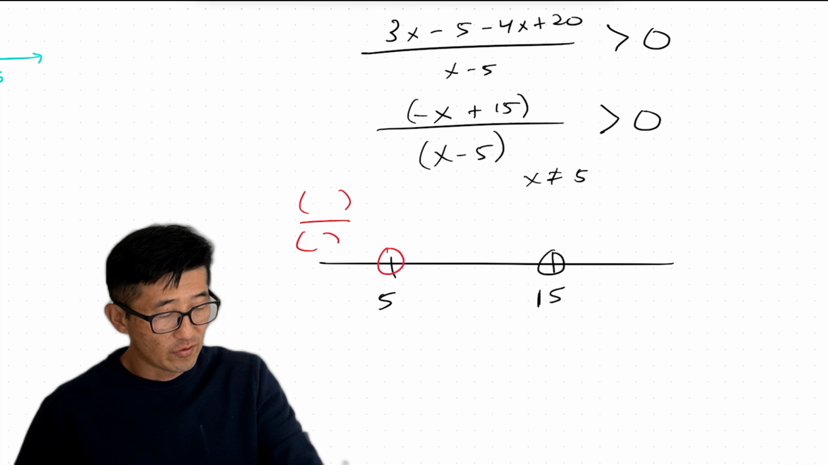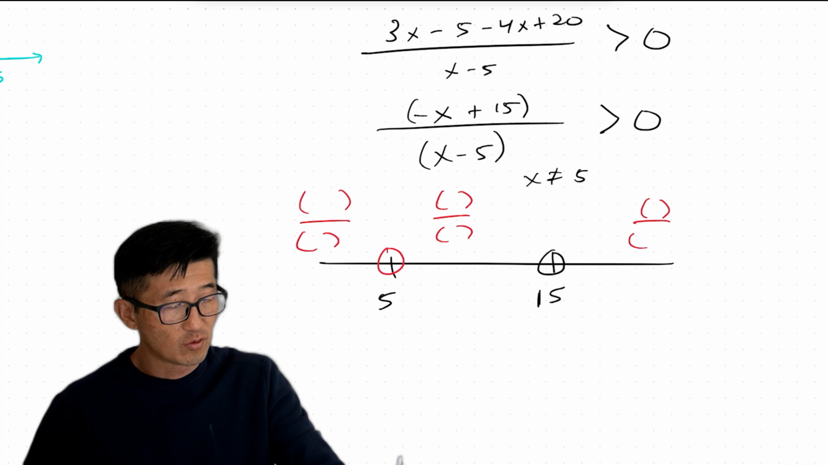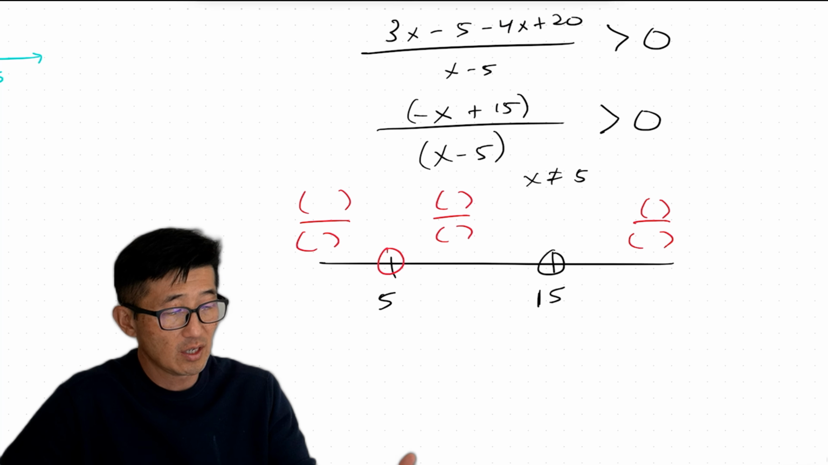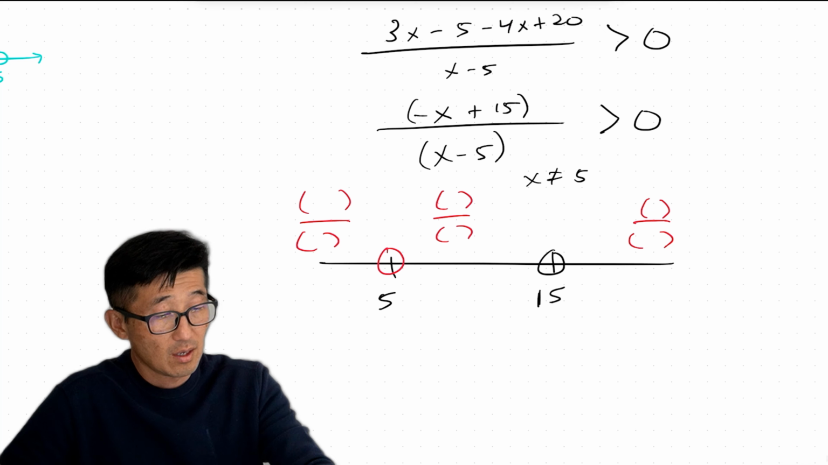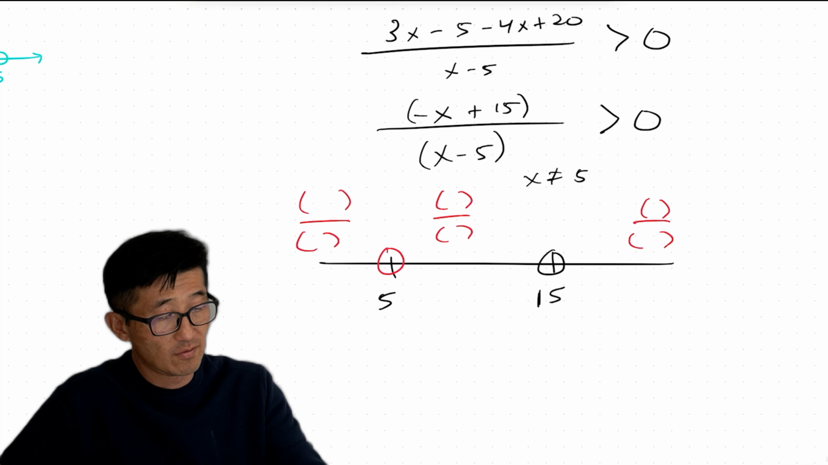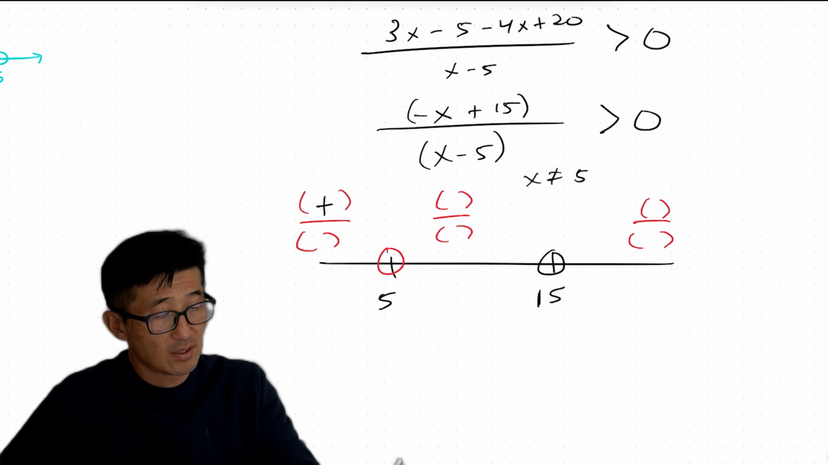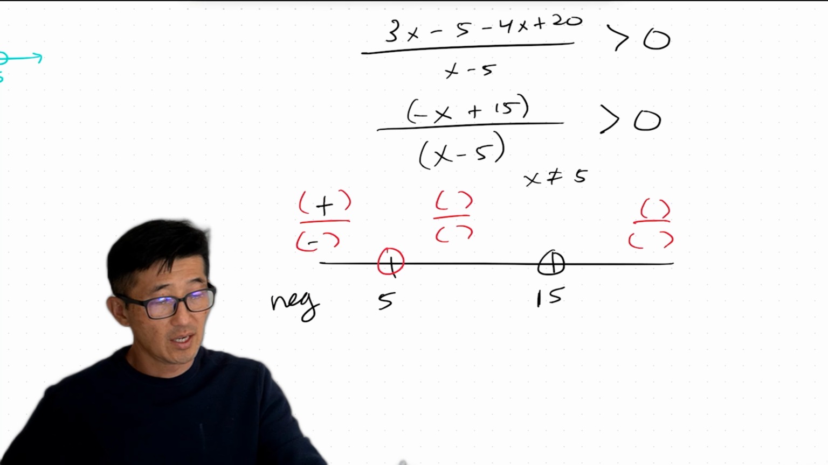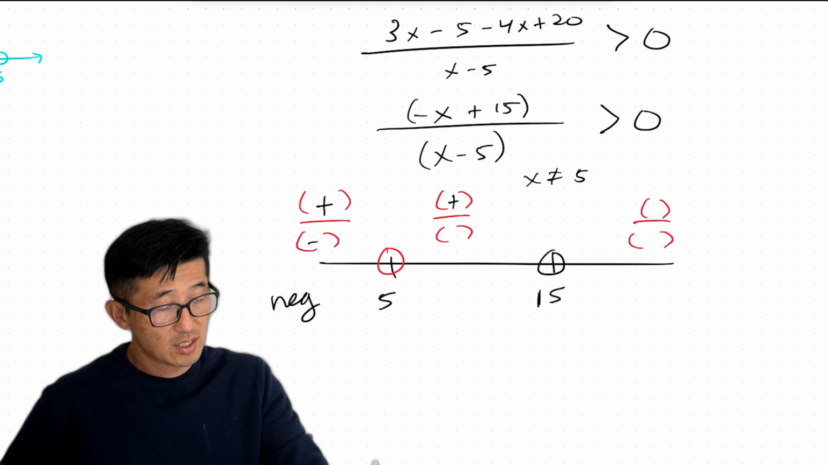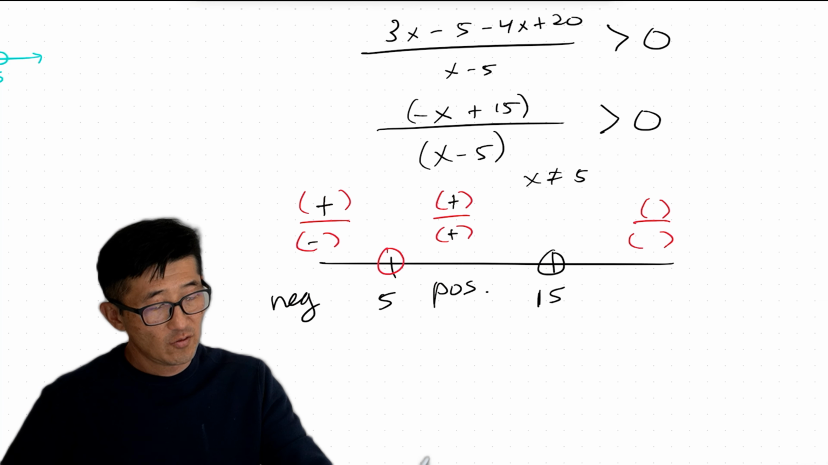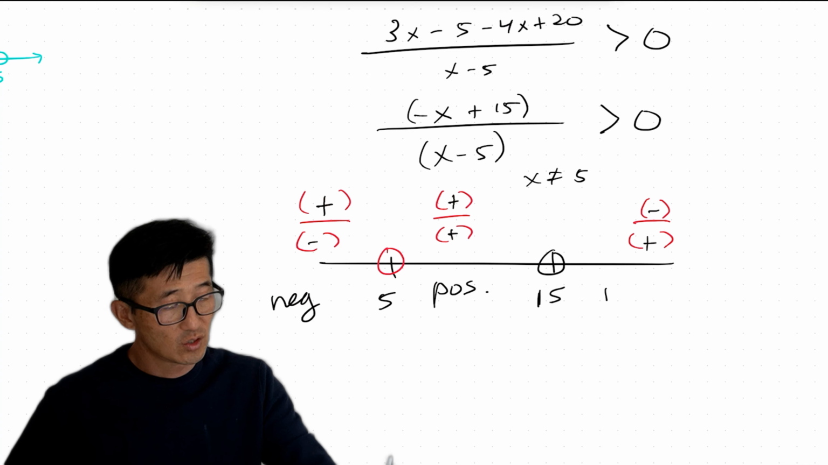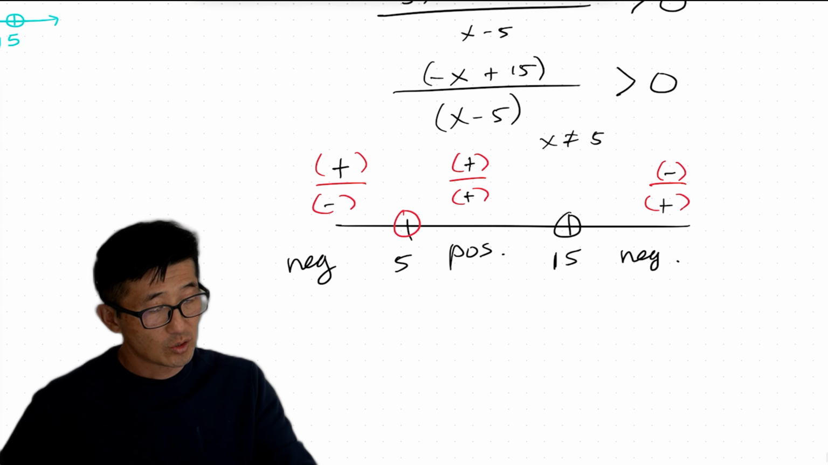And you test it like this. For parentheses over parentheses, parentheses over parentheses, we basically want same signs. Positive over positive or negative over negative. Okay, if you plug in a 4, you'll get positive, positive, and negative. So this will produce a negative. If you plug in a 6, this will be positive and positive. And if you plug in 16, you'll get negative and positive, which is negative.